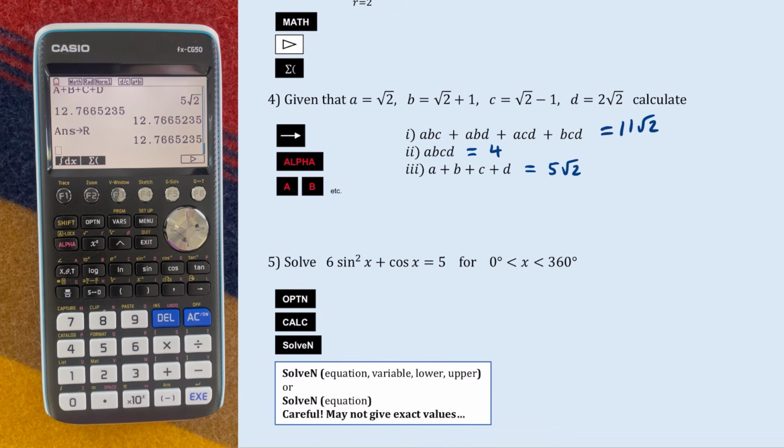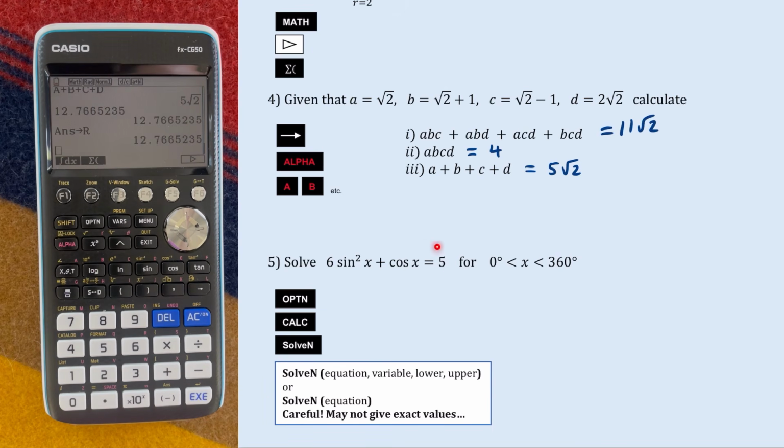It's the Solve N function that you've got here. So we're going to solve this particular equation for x between 0 and 360. Now you will get no marks if you just use the calculator. I'm going to say this again: the calculator is just there to verify the work that you have done. So you cannot use this to answer the question, but you can use it to check your answer.